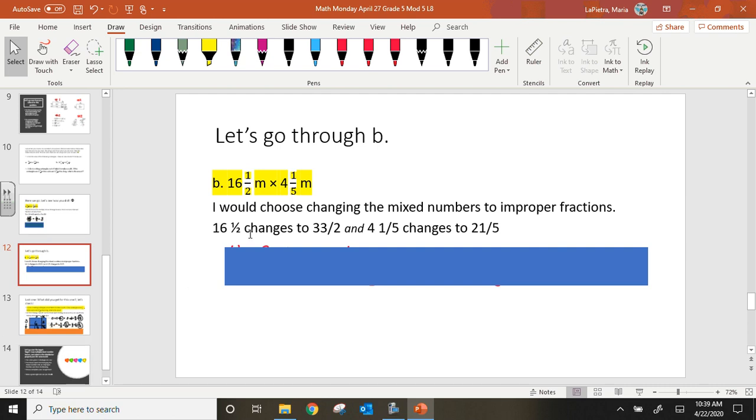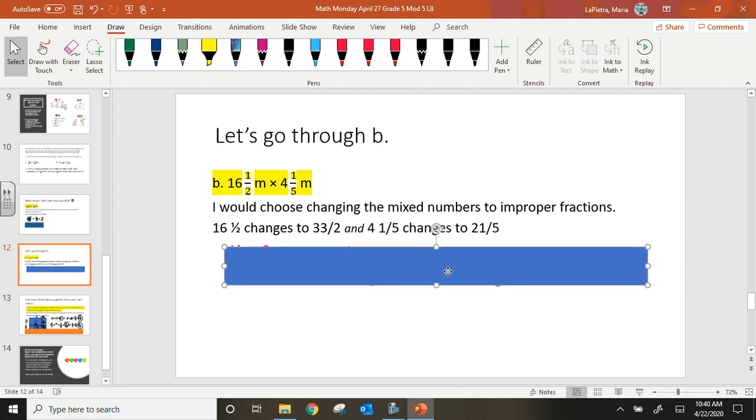Okay, 16 and a half changes to 33 over 2. You said 16 times 2 is 32 plus the 1 is 33. And you put it over the same denominator, which is 2. And then you do the next one. 4 times 5 is 20 plus 1 is 21. 21 over 5, the same denominator that's there again.